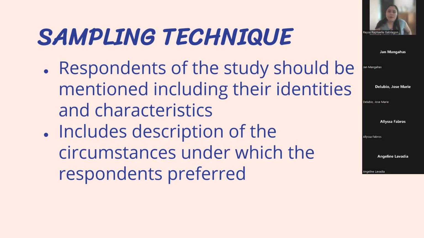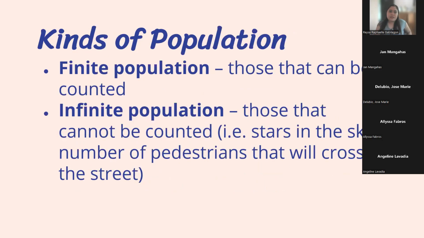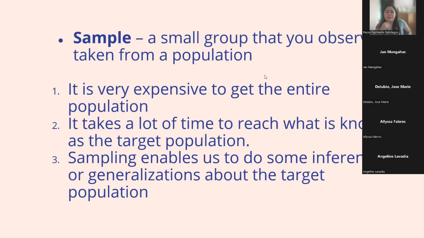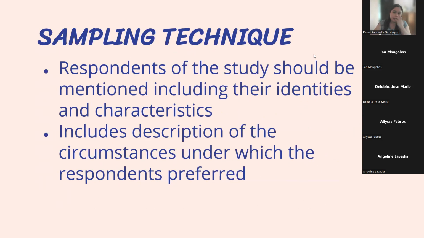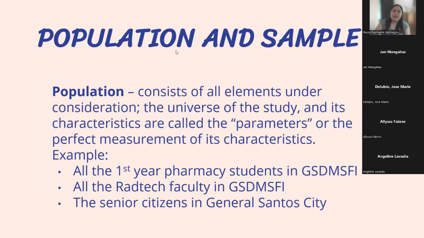When you say sample, let me go back to that. This is the meaning of sample. When you say sample, it's actually a representative taken from the population. That is why we have what we call the sampling technique. This will be the section after the research local. You really have to identify what sampling technique you are going to use. Okay? But before that, you have to provide a description first of your population and your sample.